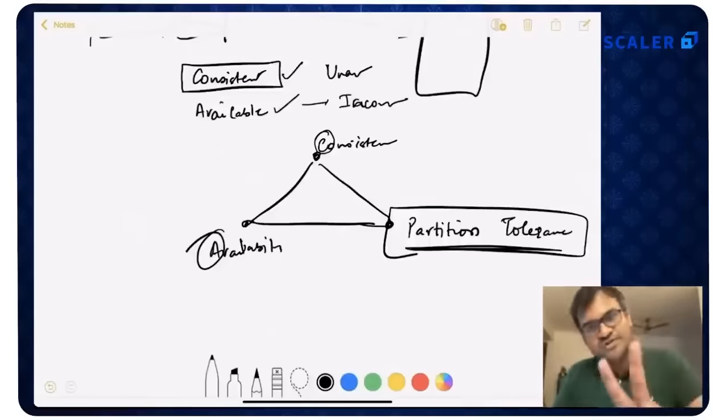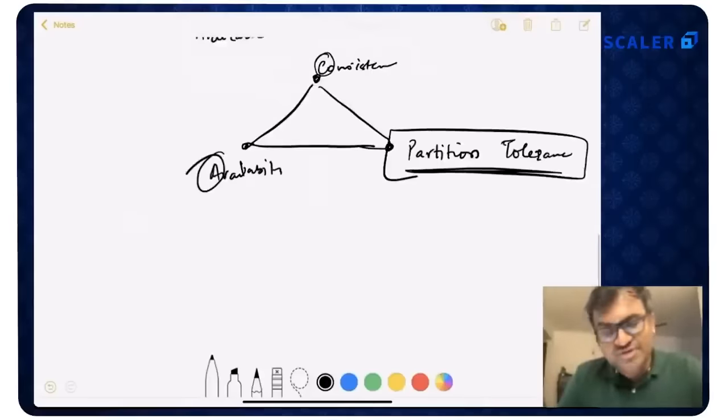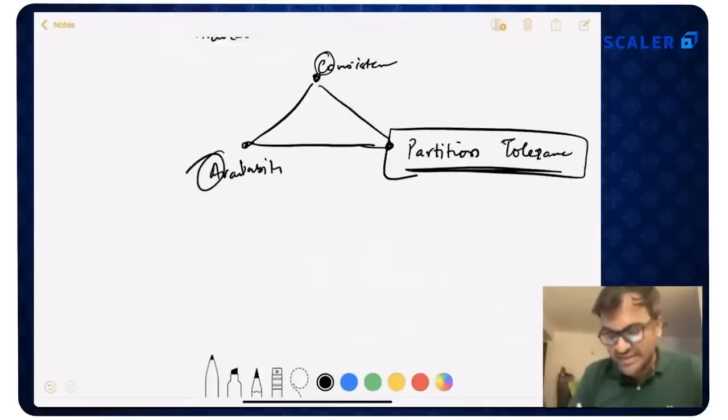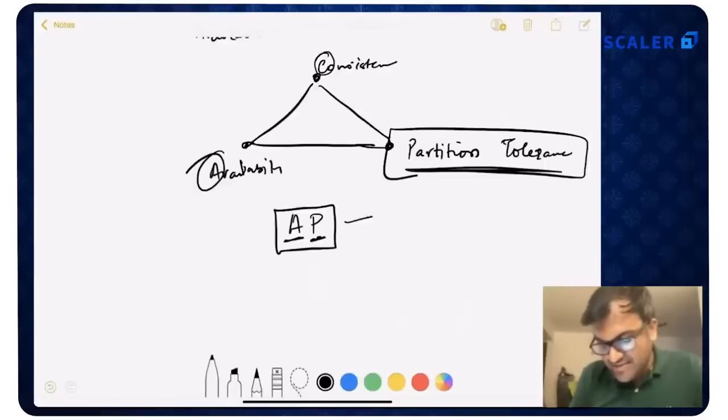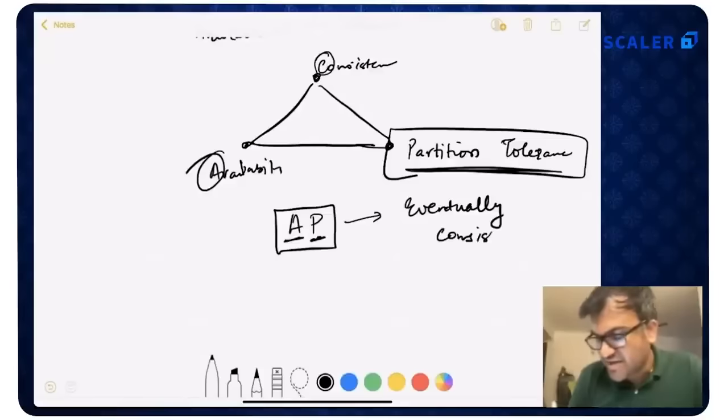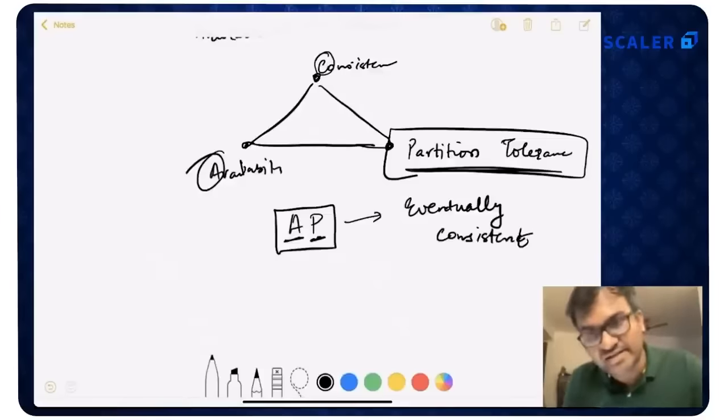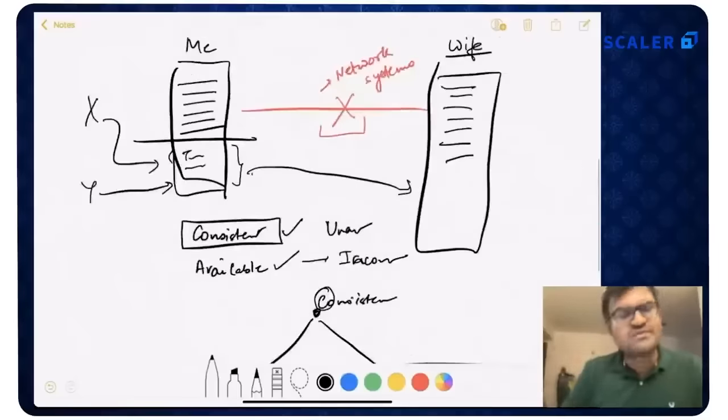Now I have 2 bonuses to add here. Most systems that are available and partition tolerant, which is called AP, A for availability, P for partition tolerance, C for consistency, right? Most systems that are AP can still make sure that they become eventually consistent. What does that mean? That means eventually my and my wife's diary, they have the same entries. How do I make sure of that? Whenever we start talking again, we can exchange notes.